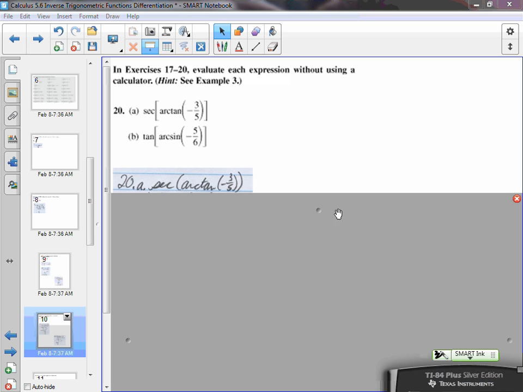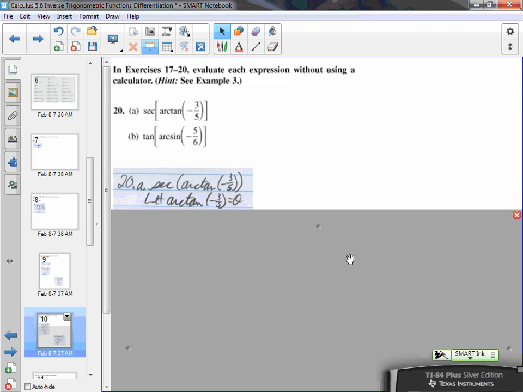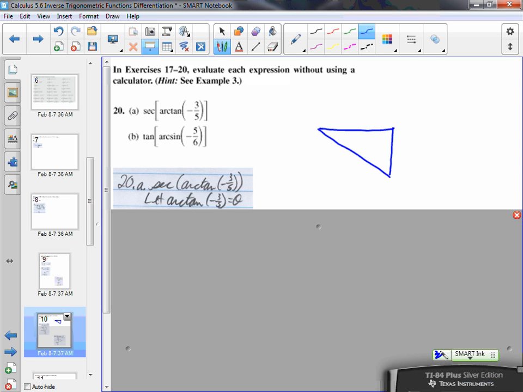I'm still going to let the inner part equal theta. And what am I going to do about that negative? Okay, we don't have negative side lengths. I'm going to do this. I'm going to put theta there, all right? And I'm going to call that length negative 3. See what I'm thinking here? And so then the adjacent would be positive 5.